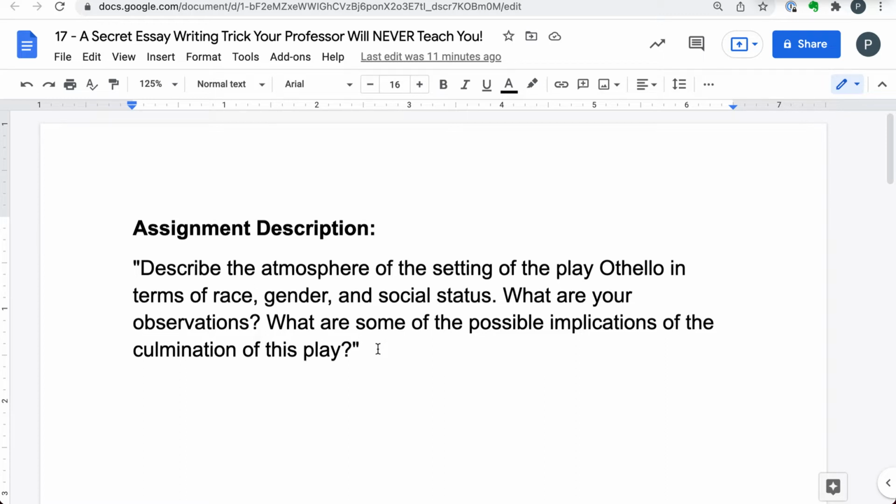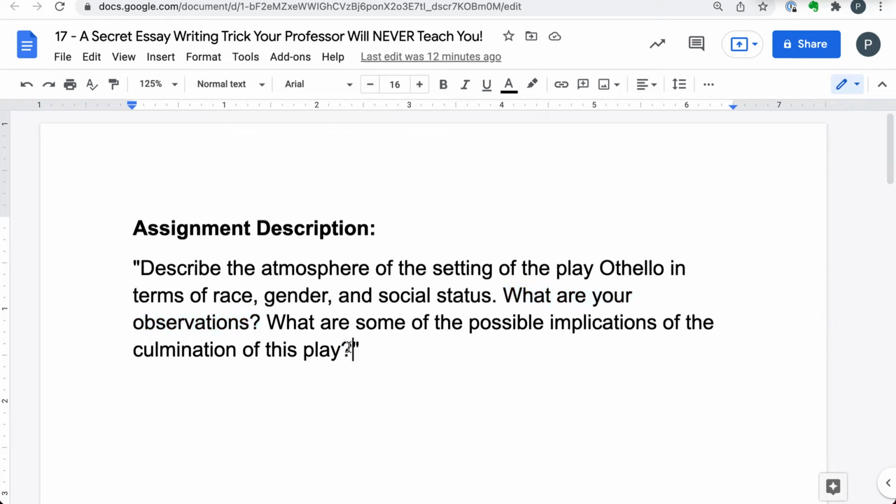Now, here's something. So these are two parts. Part one, describe the atmosphere. What are your observations? This is all part one. And part two is what are some of the possible implications of the culmination of the play. Okay. Let's look at this second sentence. What are your observations? He says, describe the atmosphere of the setting. What are your observations? Is observations going to be a separate section in this essay? In other words, are you going to describe the atmosphere of the setting in terms of race, gender, and social status, and then write your observations after that?